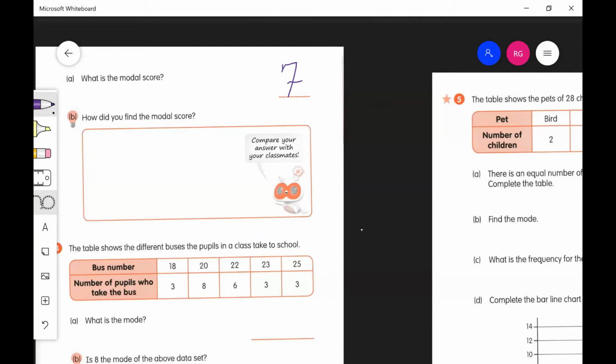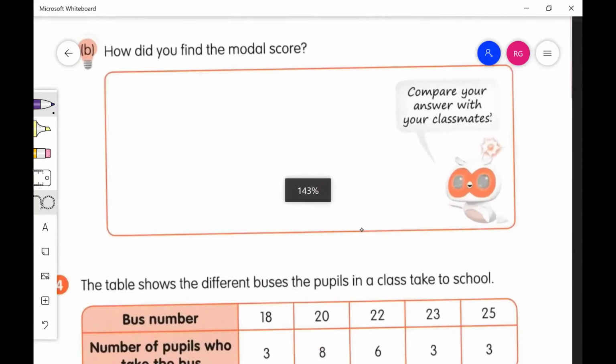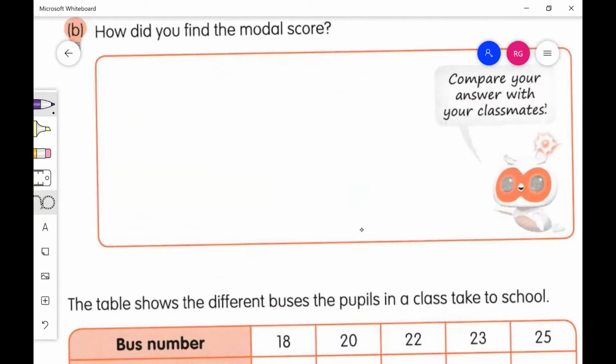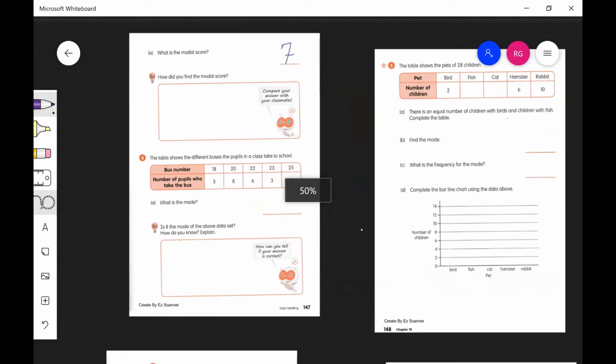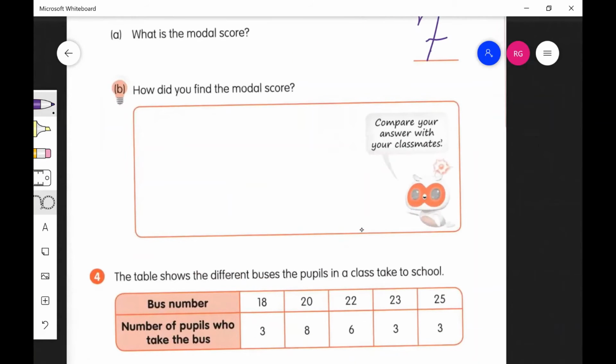All right. So yeah, we could say that the modal score is the same thing as mode. Okay. So we should say, what is the modal score? We should say 7 there at the top of page 147. And how did you find that? Well, you could say it is the number that appears most often. The modal score, sometimes it's called modal value as well. It's called modal score or mode, it is the same thing.